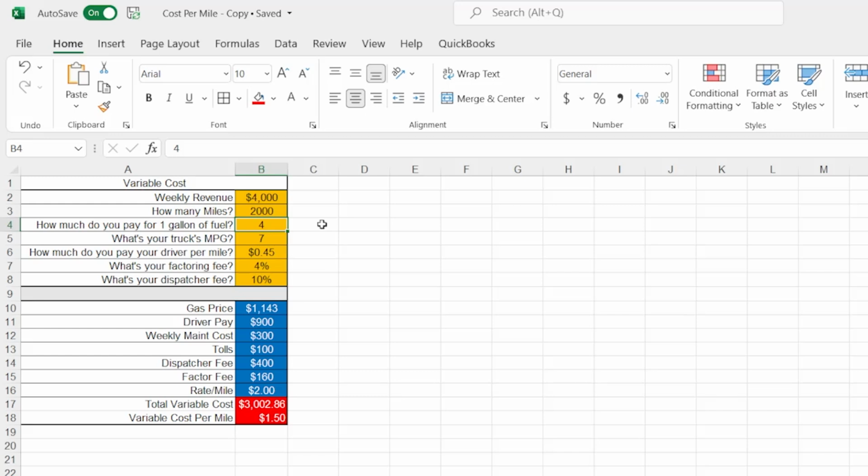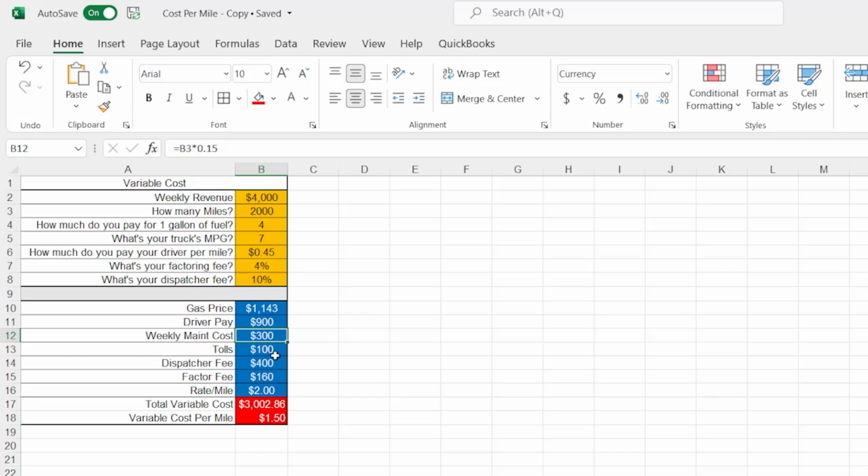Weekly maintenance cost. This will also fluctuate depending on the year of your truck. If you have a brand new truck, obviously you will spend less on maintenance. If you have an old truck, I have a 2010 International, my maintenance might be a little bit higher. I think anywhere from 10% to 20% of miles driven is a safe estimate for how much you'll pay in maintenance. Brand new truck, maybe 10%. Old truck, maybe 20%. We'll use 15% as a happy medium. So all you do is take your miles, multiply that by 15%. So 2,000 times 15%. I assume I'll spend $300 per week on maintenance.